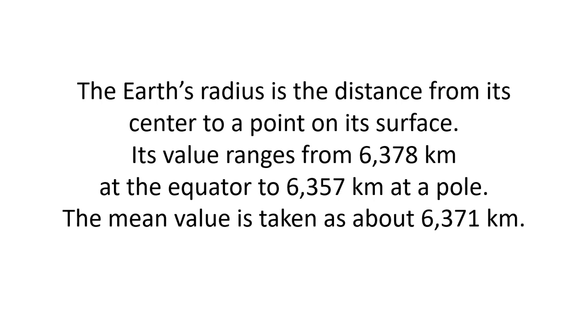The Earth's radius is the distance from its center to a point on its surface. Its value ranges from 6,378 km at the equator to 6,357 km at a pole. Thus, the equatorial radius is more than the polar radius. This is because the Earth is not a perfect sphere, but an oblate spheroid, slightly flattened at the poles, which makes the polar radius slightly smaller than the equatorial radius. And the mean value is taken as about 6,371 kilometers.